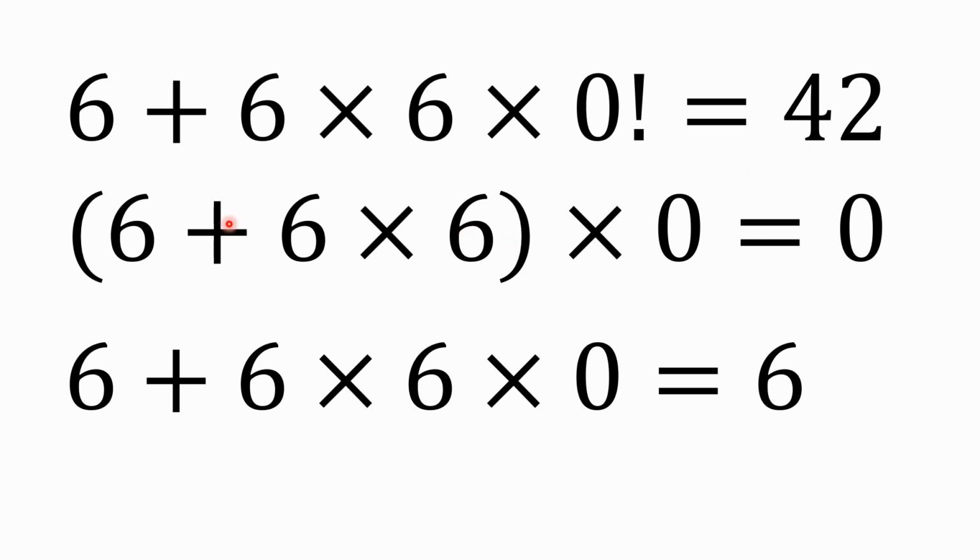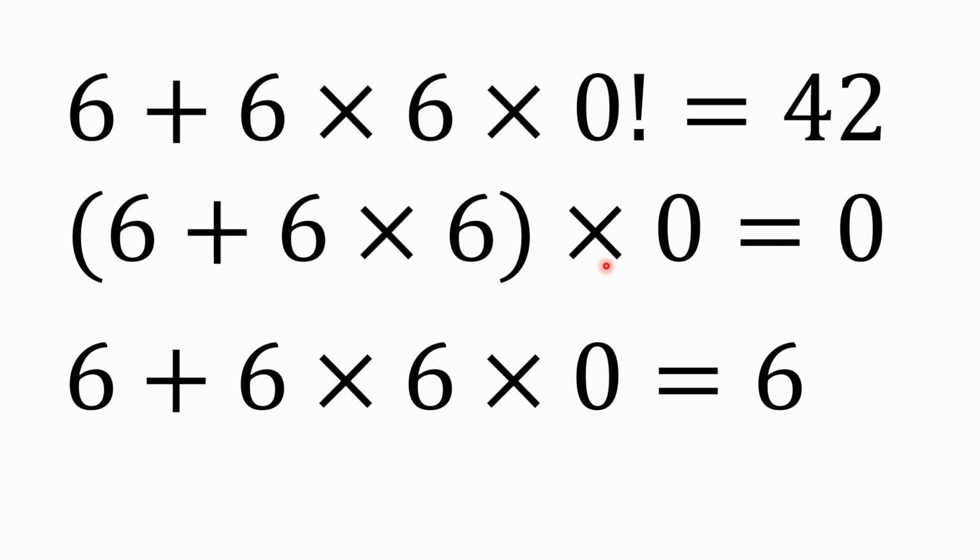The people getting 0 have to understand you need to have parentheses around this. 6 plus 6 times 6 needs to all be in parentheses and then multiplied by 0 to get 0. Those people getting 0 have completely forgotten the fact that multiplication has got priority. You first have to calculate 6 times 6 times 0, right?